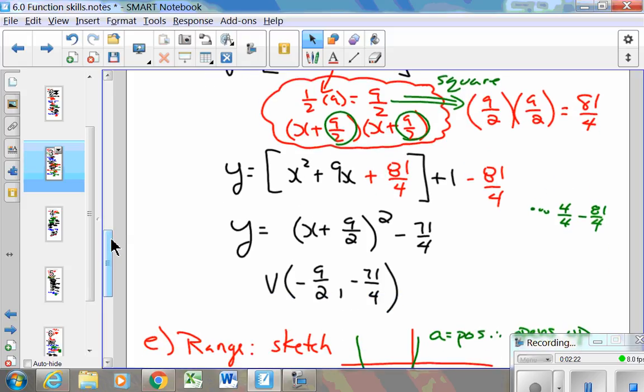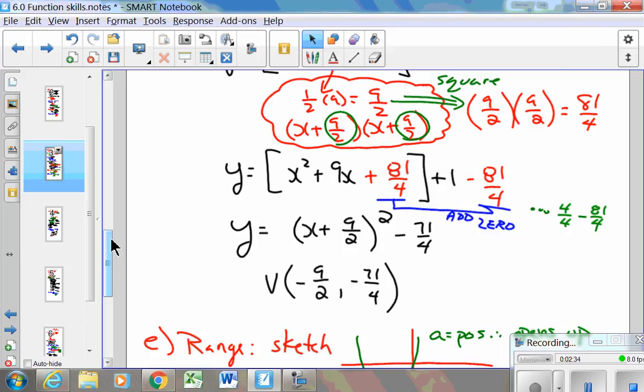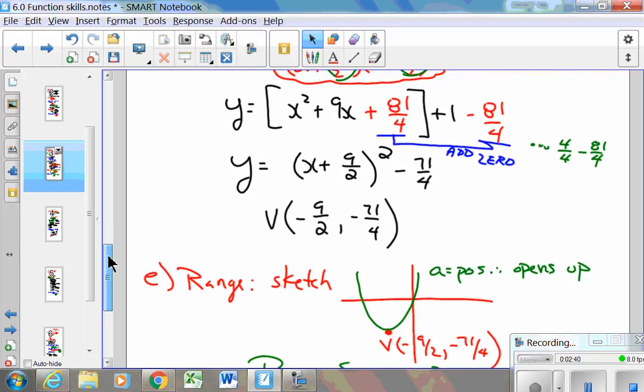And like we talked about in the past, whenever you're doing these questions, we have to make sure that we balance things out. We can always only ever add 0 to our questions. We multiply by 1, divide by 1, or add 0. It doesn't change the function at all. So that's where the plus 1 and minus 81 quarters comes from.